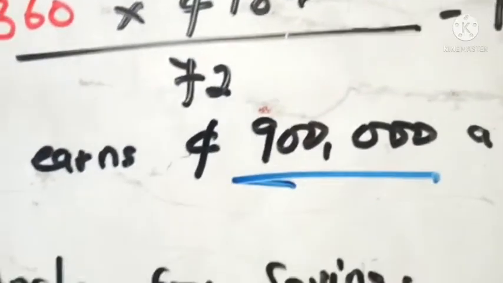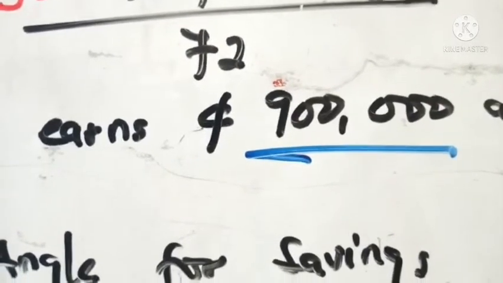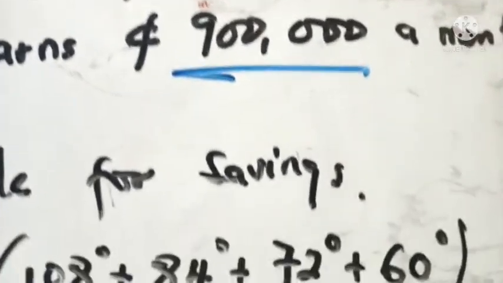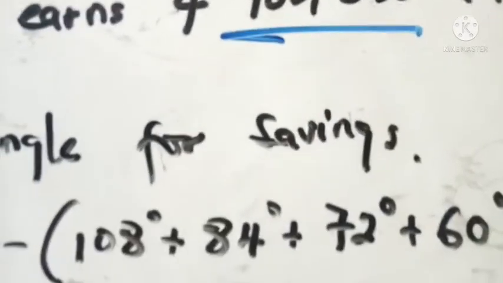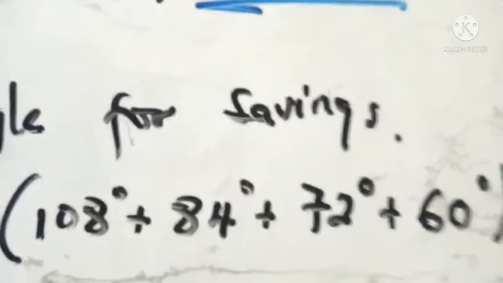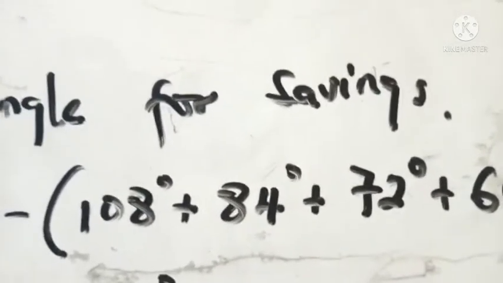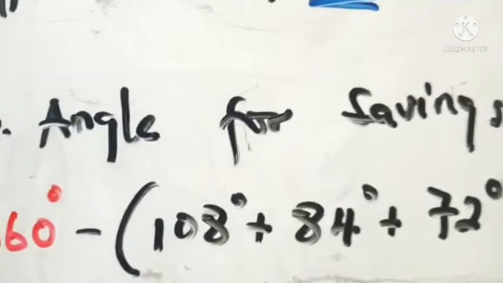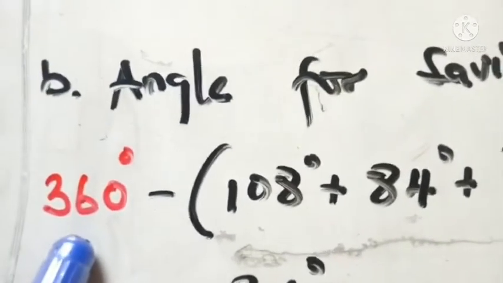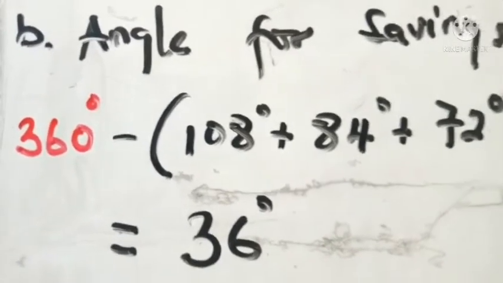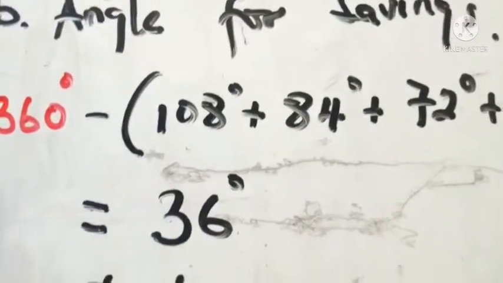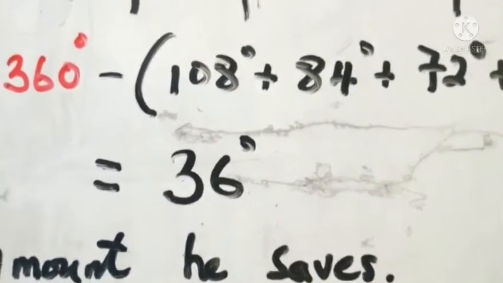Okay. Now, the second part is: what is the angle of the savings? The second part of the question asks how much he saves in a month. So from the question, what do you know? You have not been given the angle of the savings. But one thing we know: everything there is 360 degrees. Then just one portion is missing. What do you have to do? You add everything, then you subtract that from the 360. That will give us the portion of the savings.